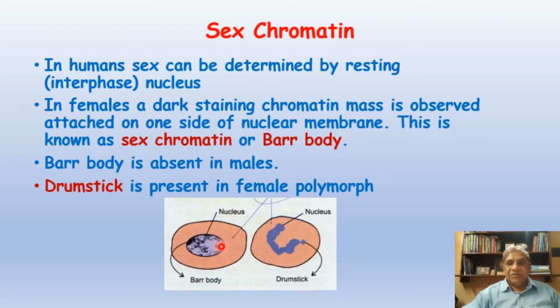When a person is observing a slide of the blood, if the slide is from a female, then another structure was seen coming out of the nucleus, and its shape was like a drumstick. So a drumstick was seen in the nucleus of the female. So the Bohr body or sex chromatin and the drumsticks are only present in females. Right. So I move to the next slide.